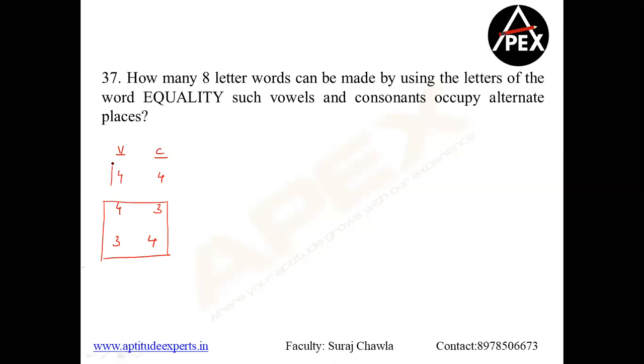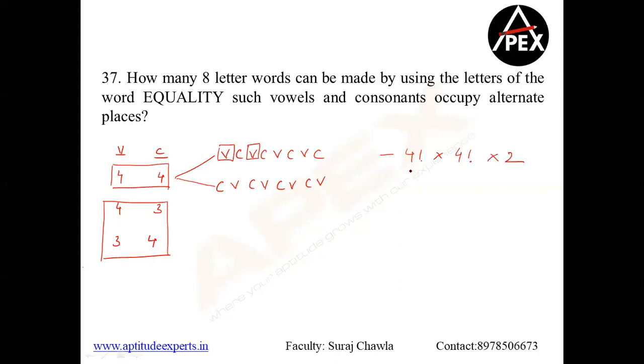Now, if the vowels and consonants are equal, please remember there will be two cases. I can have a vowel, consonant, vowel, consonant, vowel, consonant, vowel, consonant this way, or I can also go with a consonant, vowel, consonant, vowel, consonant, vowel, consonant, vowel. Here the concept will be quite simple. I have four vowels and I have to arrange them in four places. That will be 4 factorial. Followed by four consonants which will be arranged in four places, which will again be 4 factorial ways. And there are two ways of doing it. So by default, my answer becomes 4 factorial into 4 factorial into 2.